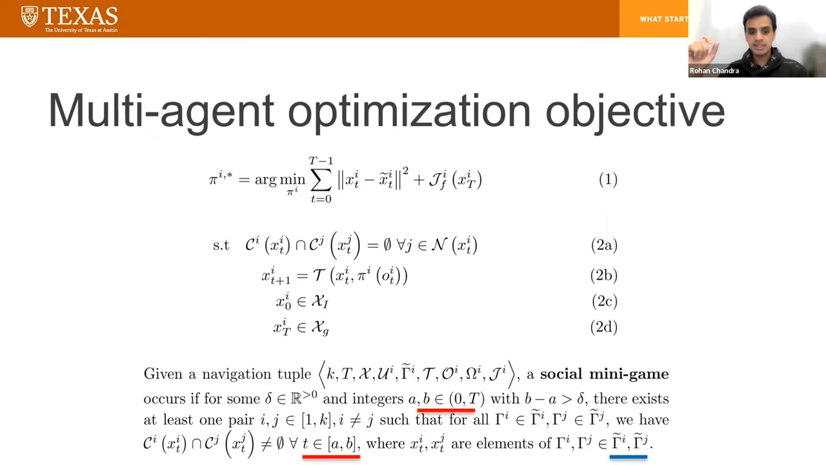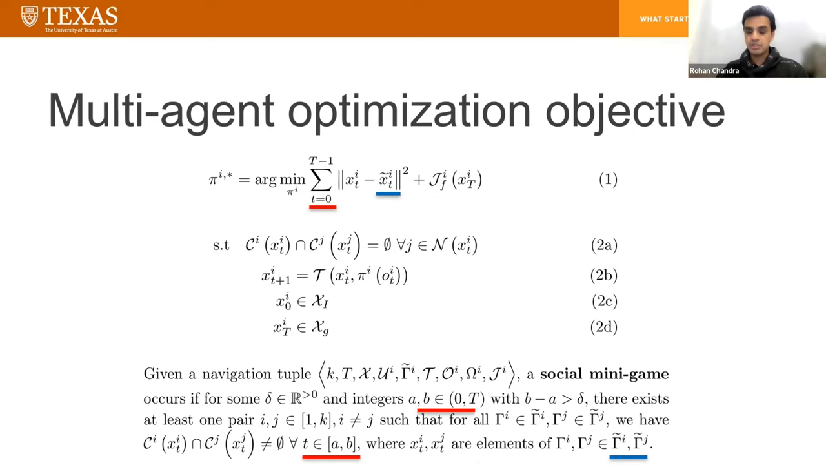And the problem is that during this time horizon AB, which appears inside this summation, we are saying that there exists at least one pair of agents. Assuming this is a social minigame, inside the summation there is essentially at least one pair of agents for which this x_i tilde and x_j tilde is going to be in conflict.